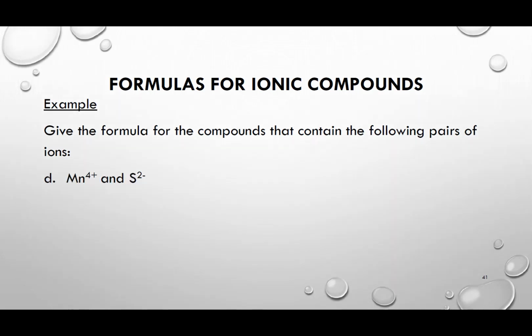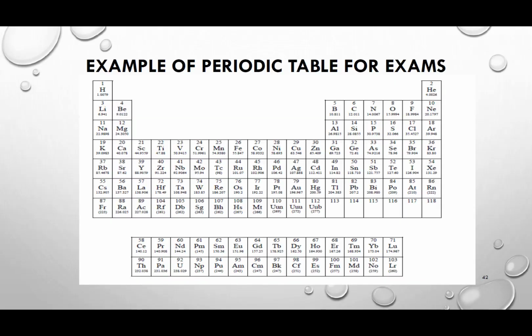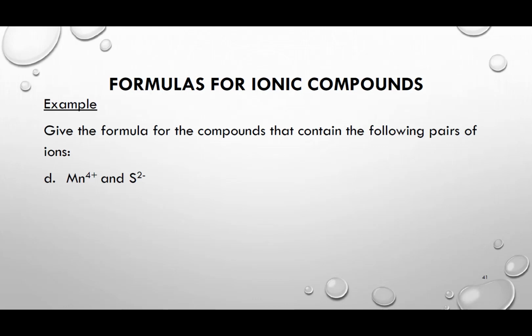Now let's do manganese and sulfur. As you can see, manganese is a transition metal. It's right here. That's why it's a metal. Sulfur is a non-metal. It's right here. Manganese is a transition metal, so you don't know the charge. It has so many charges. That's why you're told it's +4. There's no other way of knowing it.